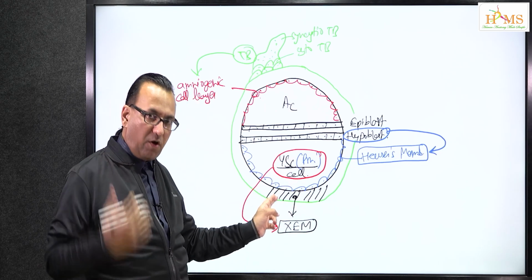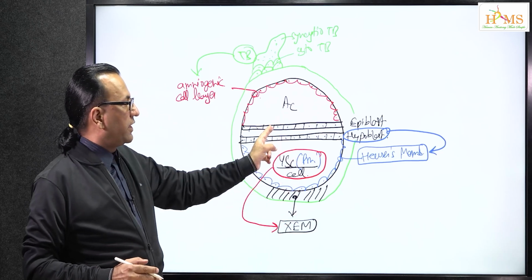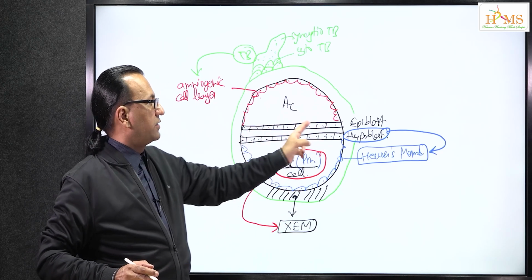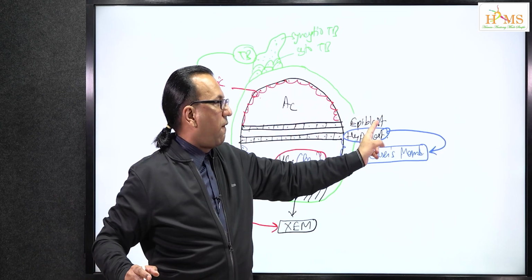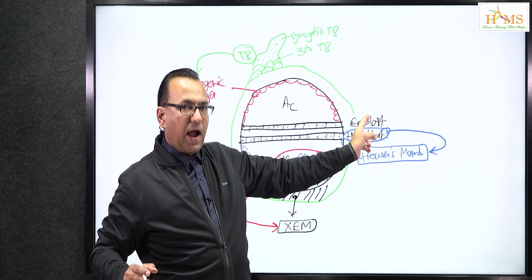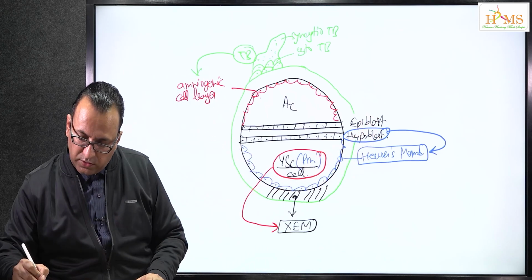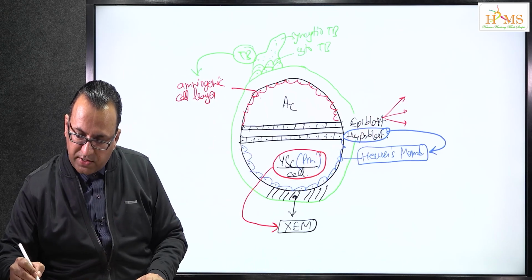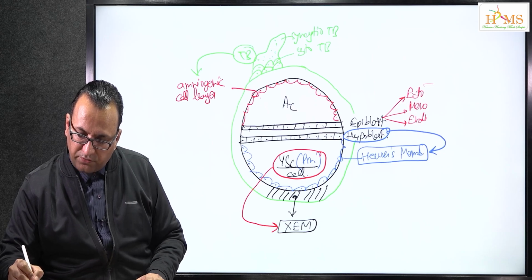What about the embryonic mesoderm? The embryonic mesoderm is coming from the epiblast. It is the epiblast which will form embryonic ectoderm, mesoderm and endoderm. As you mentioned, the epiblast will form the three germ layers, embryonic ectoderm, mesoderm and endoderm, by the process of gastrulation.